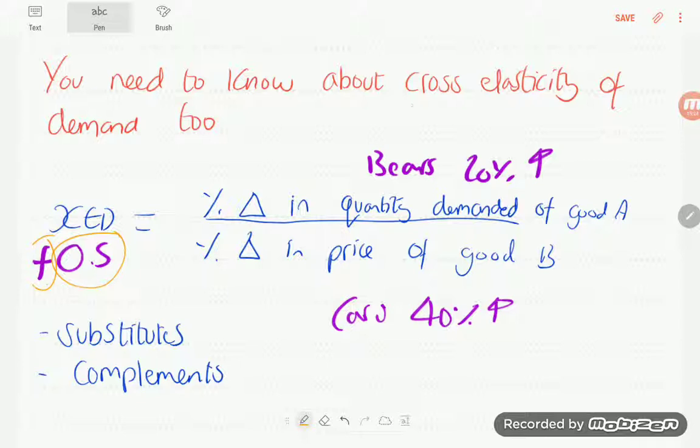Because we're talking now about cross-elastic, we have to use some different terminology. So the plus sign illustrates it's a substitute. The 0.5, because it's less than 1, would be cross-inelastic because it's less than 1. The plus is a substitute this time.